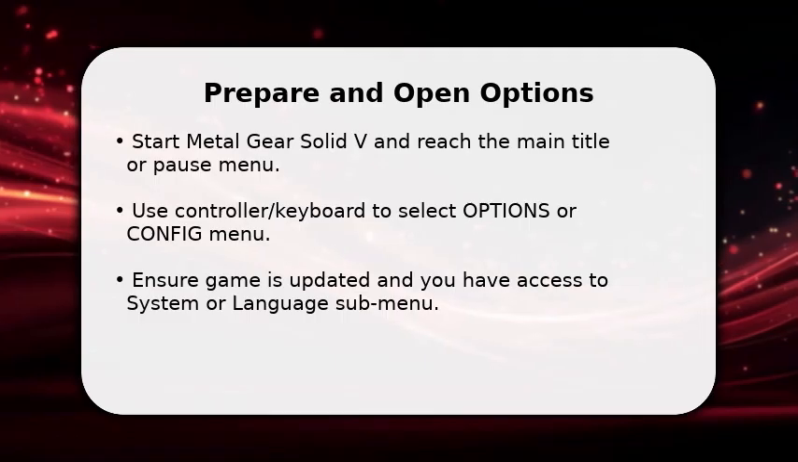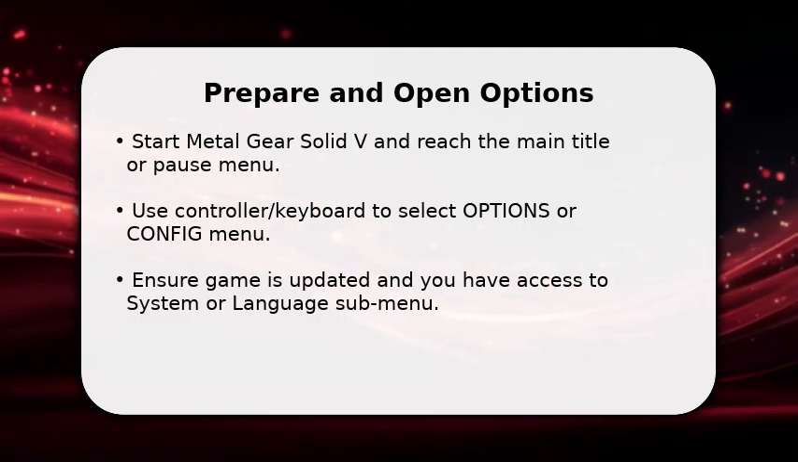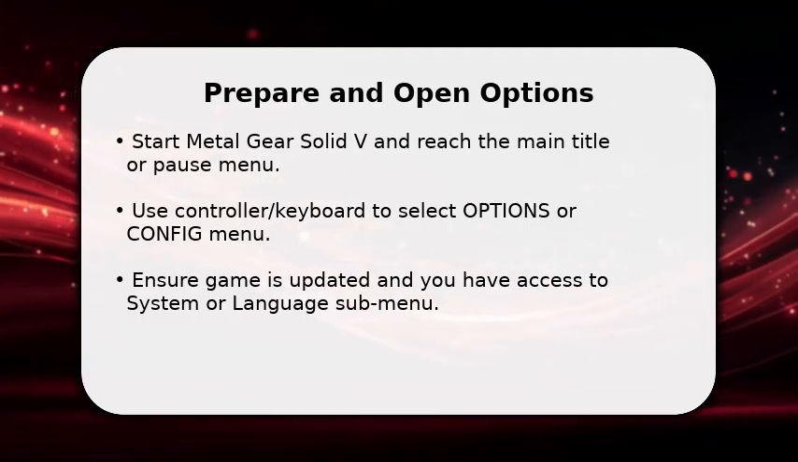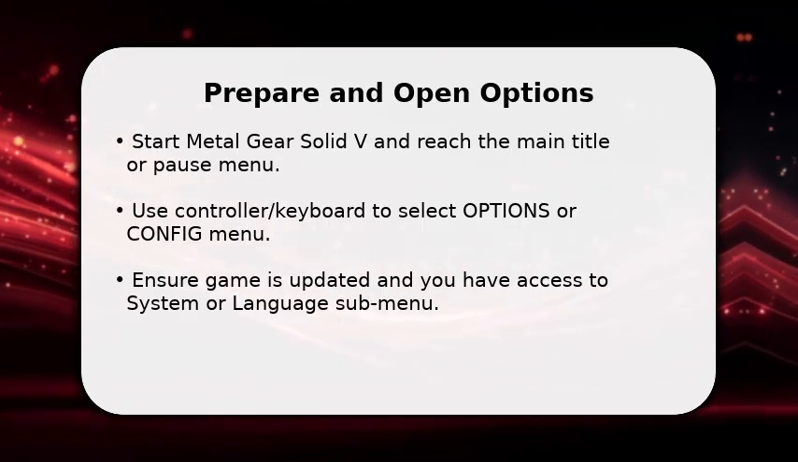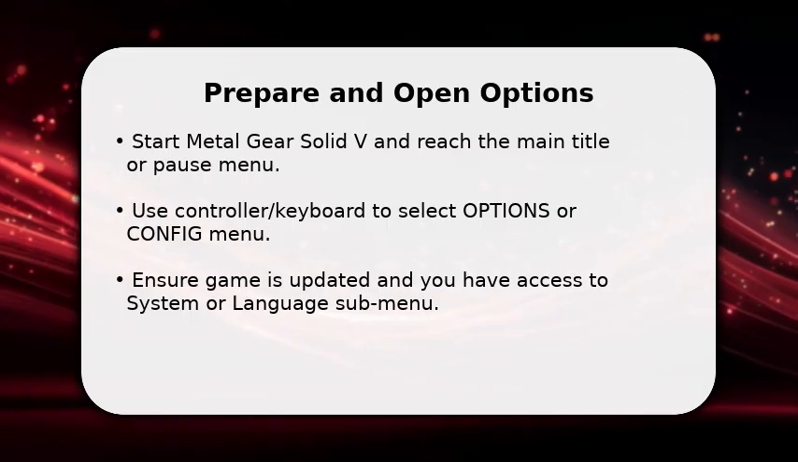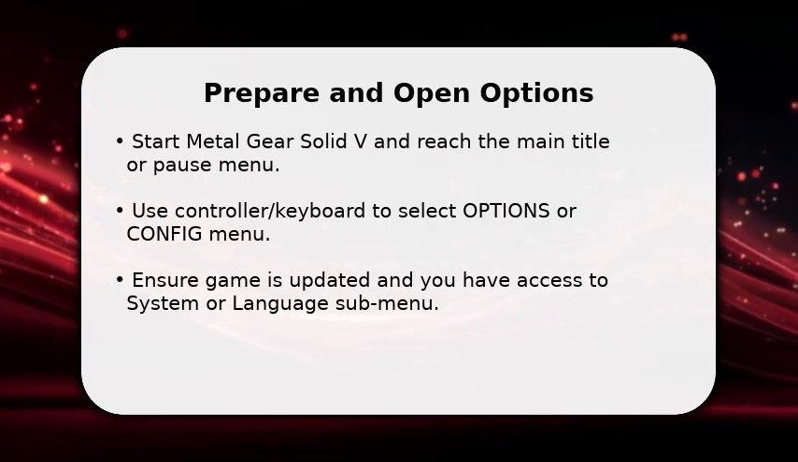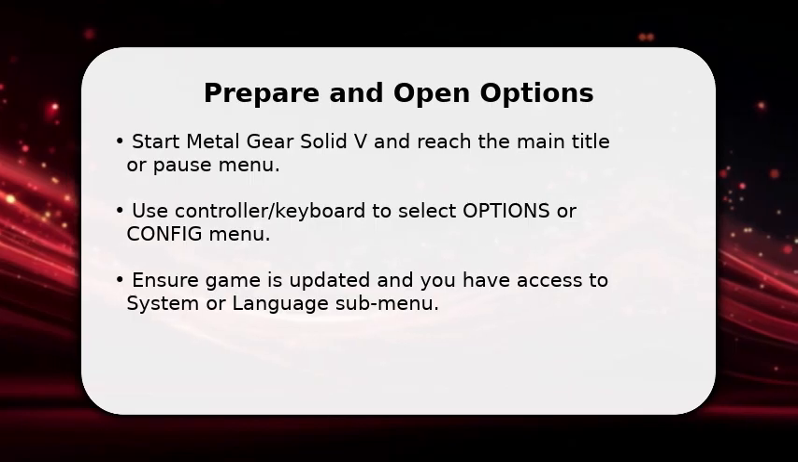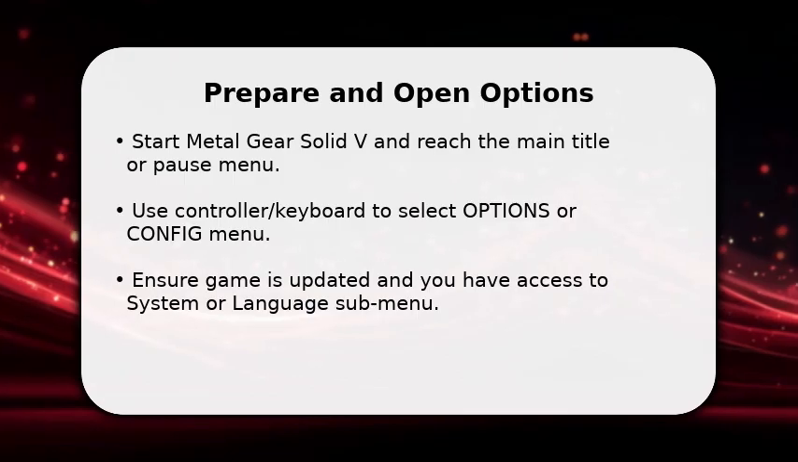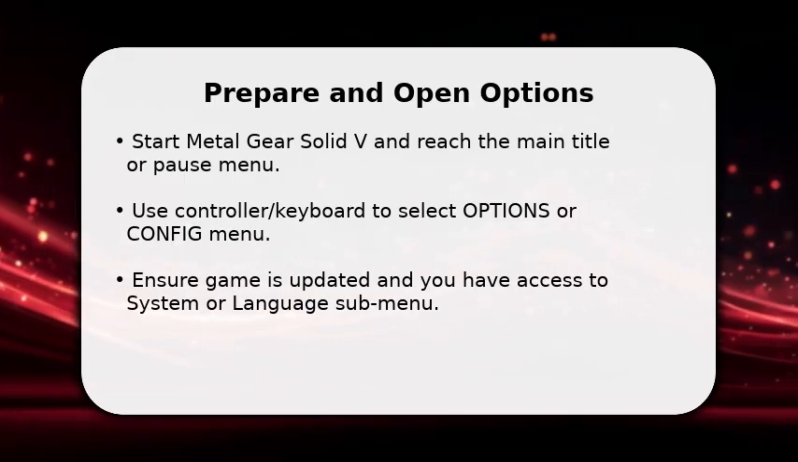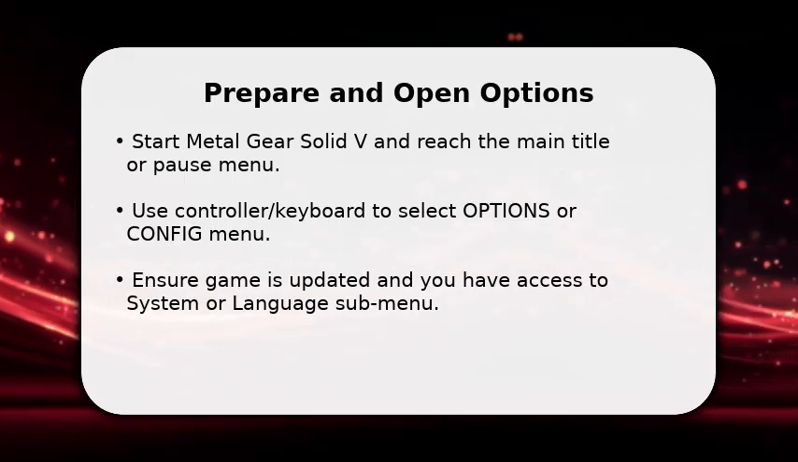You begin by launching Metal Gear Solid V and going straight to the main options. This saves time. Once the title screen or pause menu appears, select Options or Config using your controller or keyboard. Make sure the game is updated so language choices aren't locked by an old patch. If you're on console, sign into the local account. On PC, confirm the launcher isn't forcing a language.